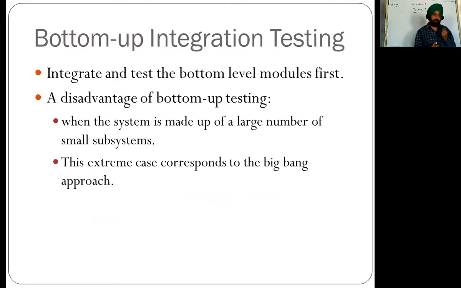Bottom-up integration testing. Just see, suppose this is one module, module 1, and then it has module 2, then module 3, module 4. Here we start with the bottom module first. It is a module within a module, or it can be like a container ship also. There is one module M1, in this there can be M2, and in this there is M3. Whatever the case, the bottom module, the lower-level module, is tested first. That is known as bottom-up integration testing.